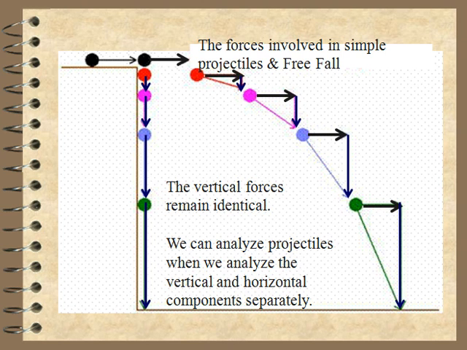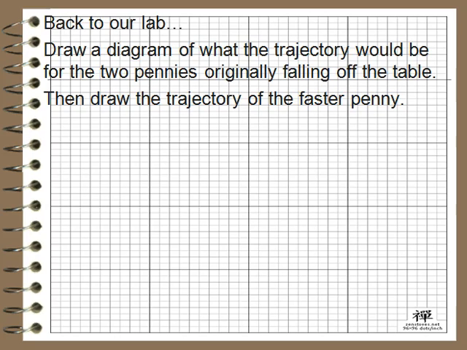We can analyze projectiles vertically and horizontally. We can do it separately. We have to do it separately so we can understand all the motion. Anyway, back to our lab. I want you to draw the trajectory. Try that here for a second. You might have to press pause. Draw the one that's free falling and the next penny that you projected out from the same height. What would it look like? We pretty much just drew that on the last diagram.